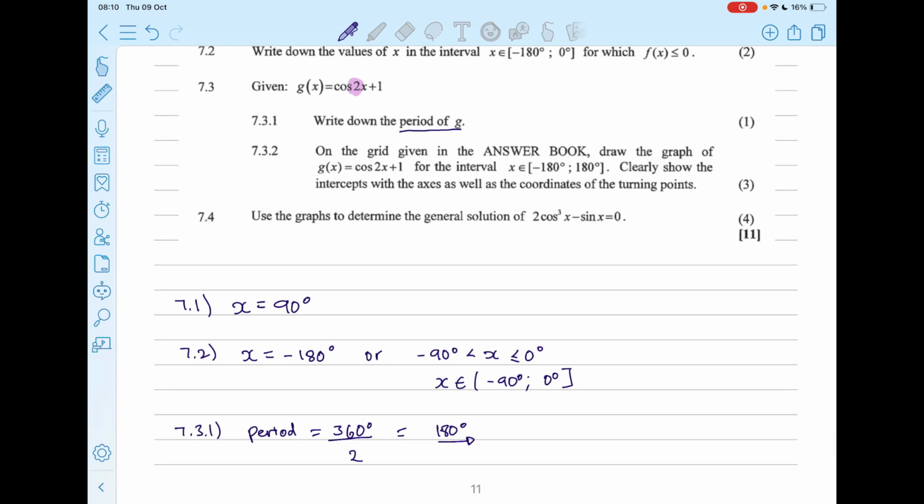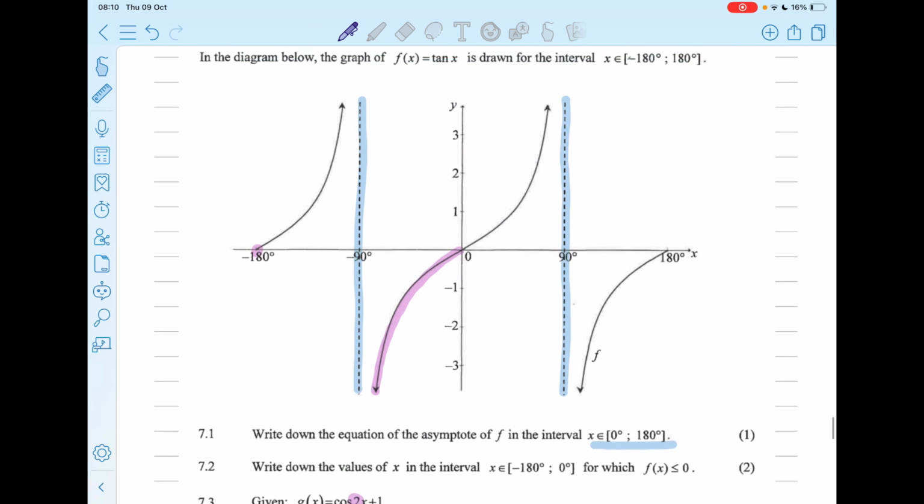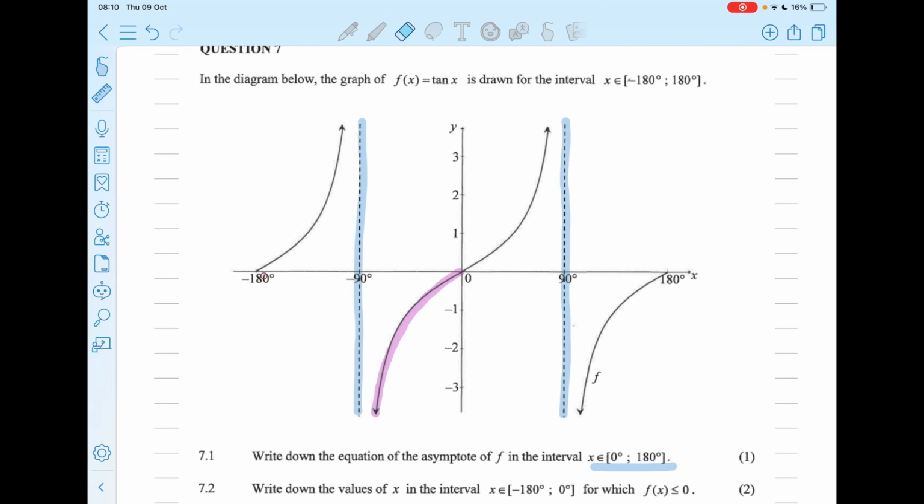And then in 7.3.2, they say on the grid, we need to draw the graph of g within this range from negative 180 to positive 180. And we need to show the intercepts with the axes as well as the coordinates of the turning points. So we're just going to draw it over here. I'm going to remove this highlighting. So we are looking at the graph of cos that has been shifted.